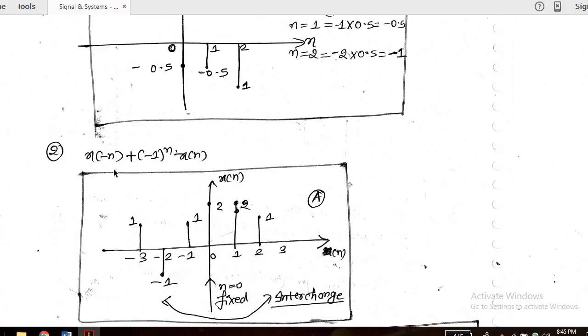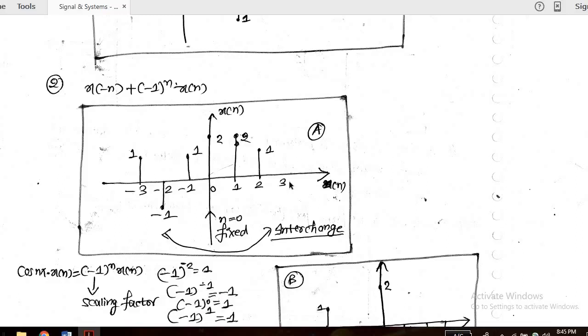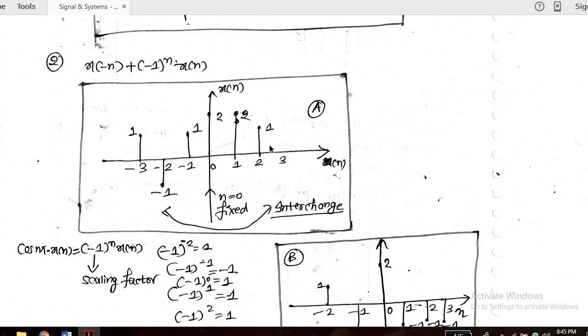Now, second question: x of n minus n plus minus 1 whole power n into x of n. This is x of n. Now he is asking x of minus n, which means either each of these indices value is multiplied by minus 1. That is one approach. Instead of that, as a shortcut, whatever is there on the RHS of this vertical y axis, you draw on the left side, and what is on the left, you draw on the right side. In other words, the same you draw here, the same you draw here.